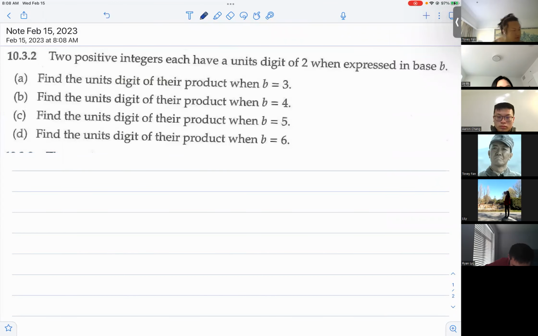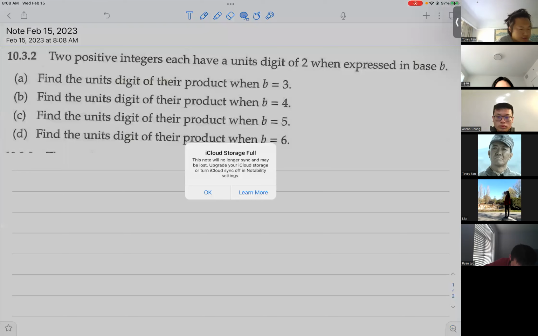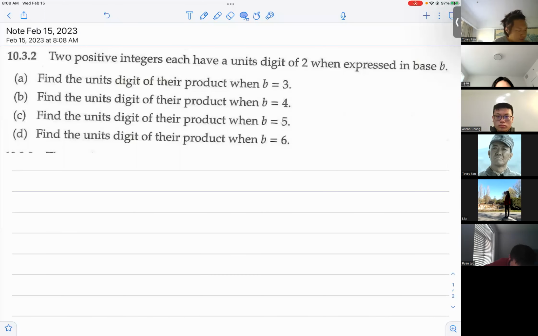Maybe each one of you gets one question. Okay, so let's start with Rita. Question A: two positive integers each have a units digit of 2 when expressed in base B. Find the units digit of the product when B is 3.